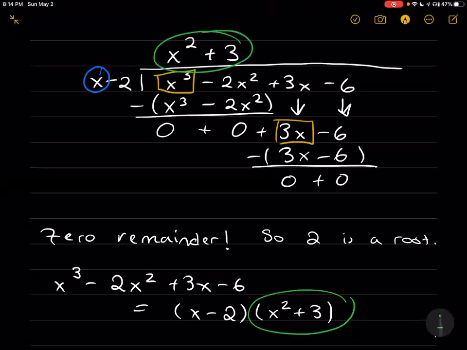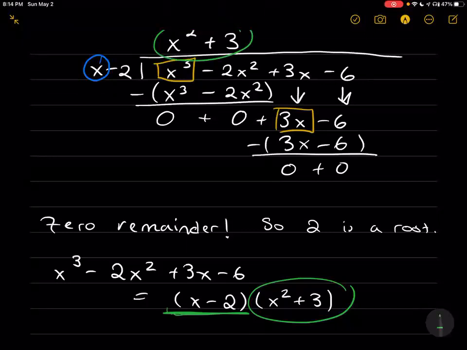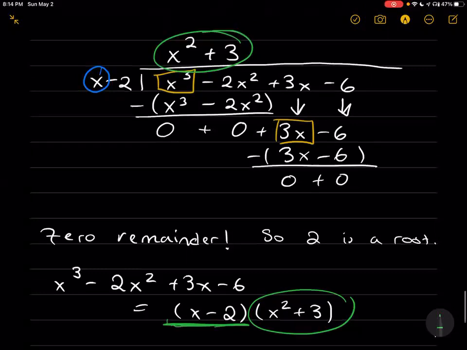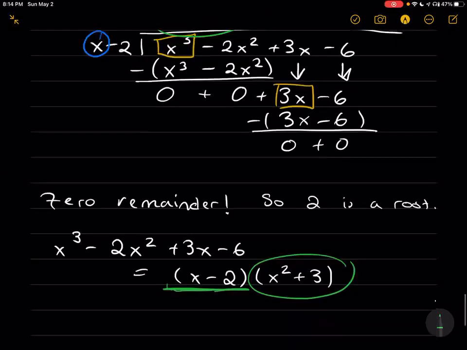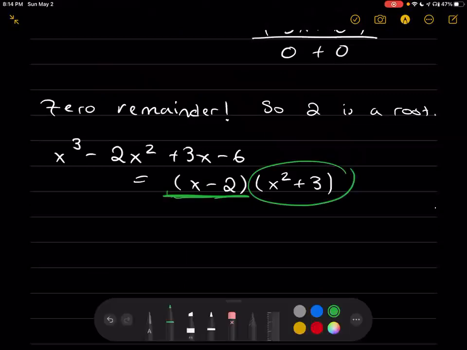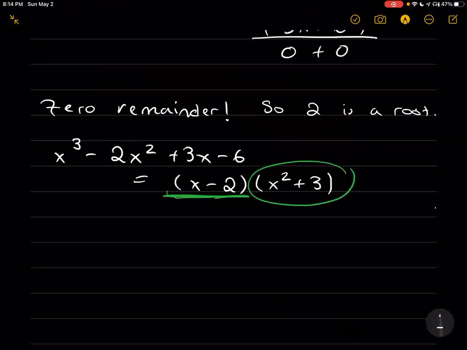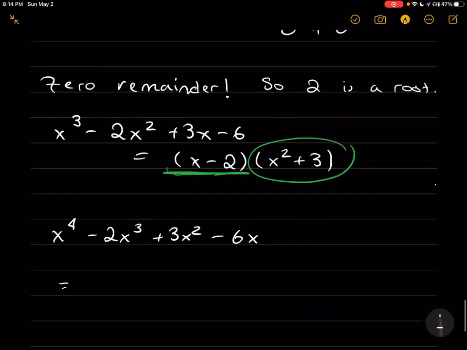Okay, so you take your factor, your divisor, and you multiply it by your quotient. As long as there's a 0 remainder, this is true. So now we can go back and we know that our original polynomial, x to the 4th minus 2x cubed plus 3x squared minus 6x, is equal to x times (x minus 2)(x squared plus 3).